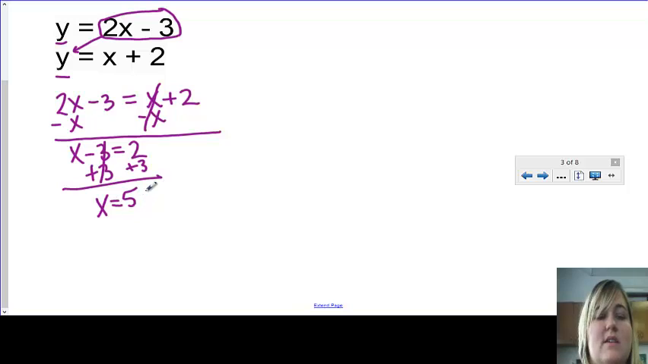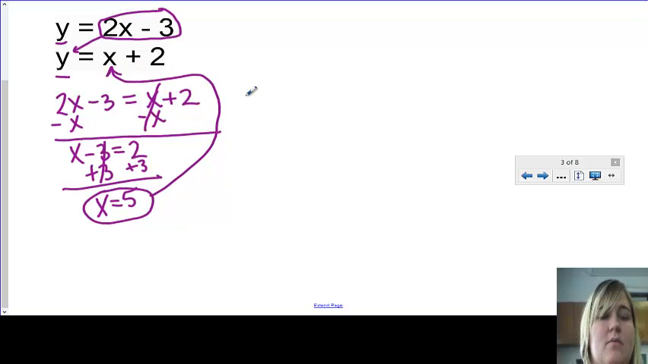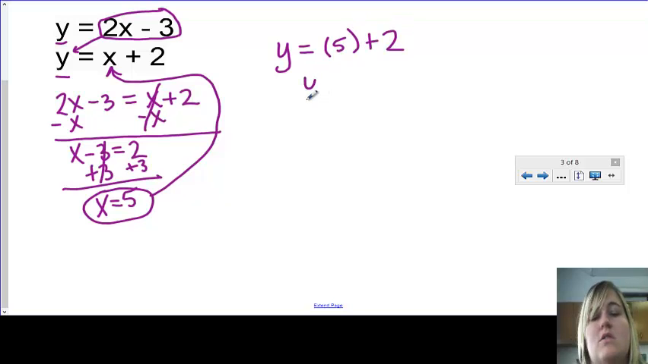Well, now that I know that x is equal to 5, I'm going to plug it into my original equation, which is right here. You can put it into whichever one you want. That one looks easiest to me, so I have y equals, instead of x, I'm going to put 5 plus 2, so y is equal to 7. So my solution has to be an ordered pair, which is going to be (x, y). x is 5, y is 7. Final answer.